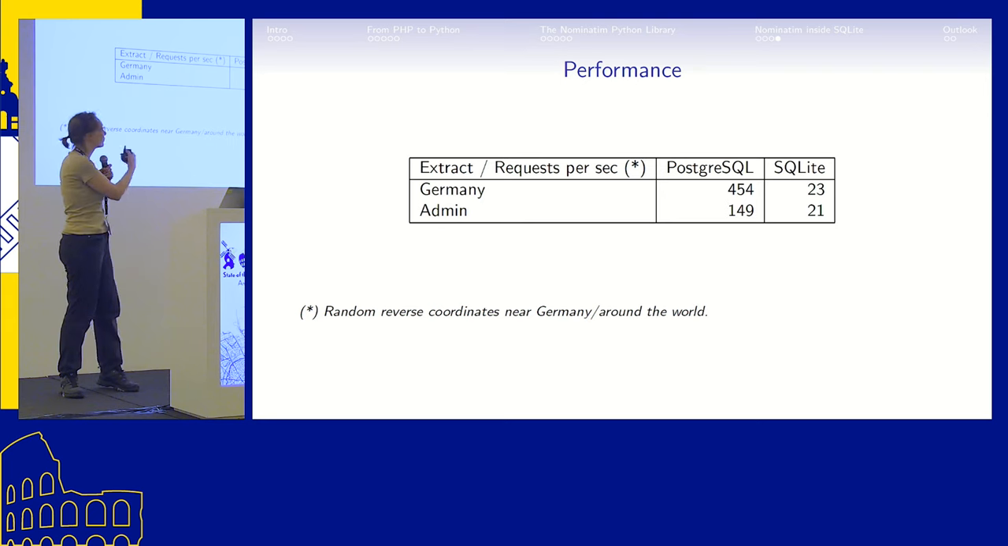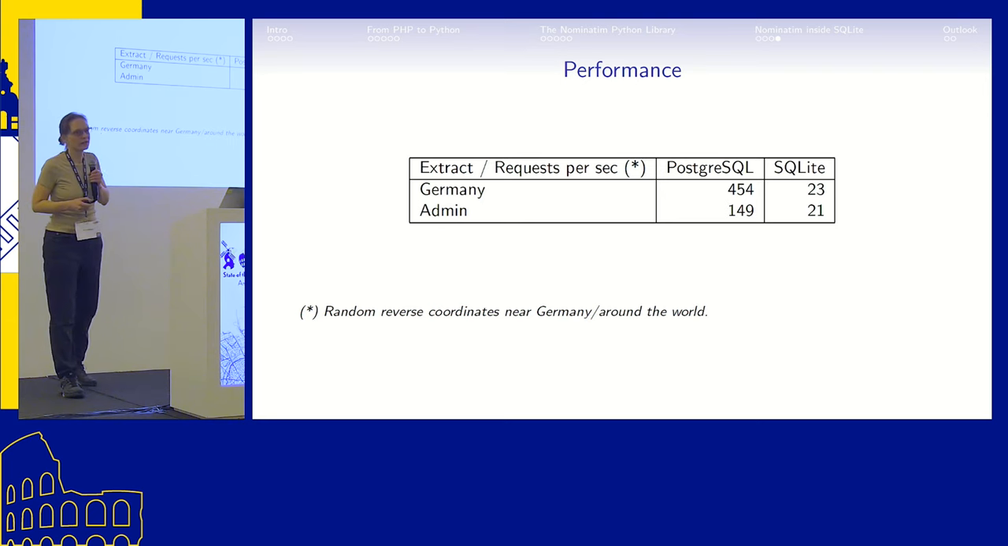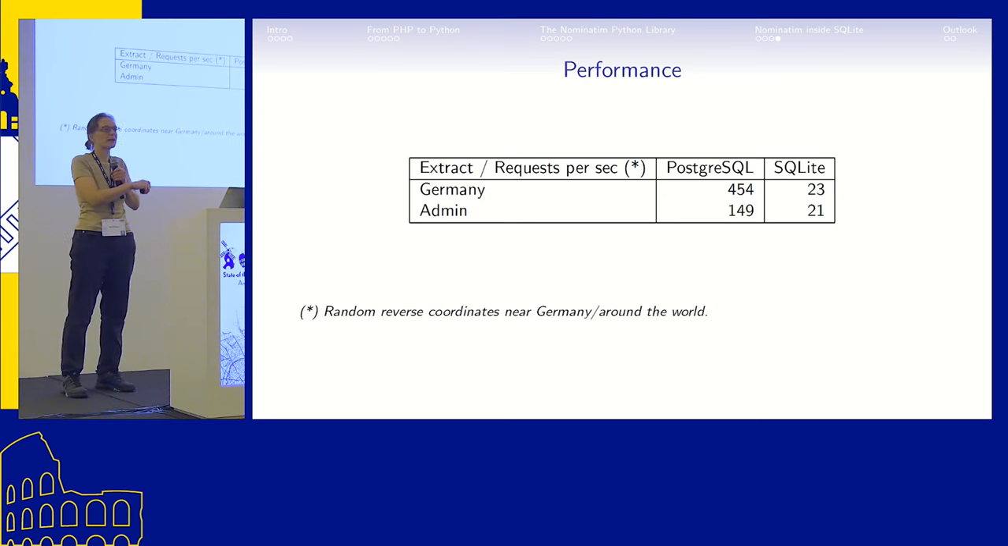And you can see, of course, Postgres is super fast with this. So if you have lots of data to geocode, you want to stay with Postgres. But SQLite is still doing 20 requests per second. And for the application I was talking about, this is normally enough for people to do.